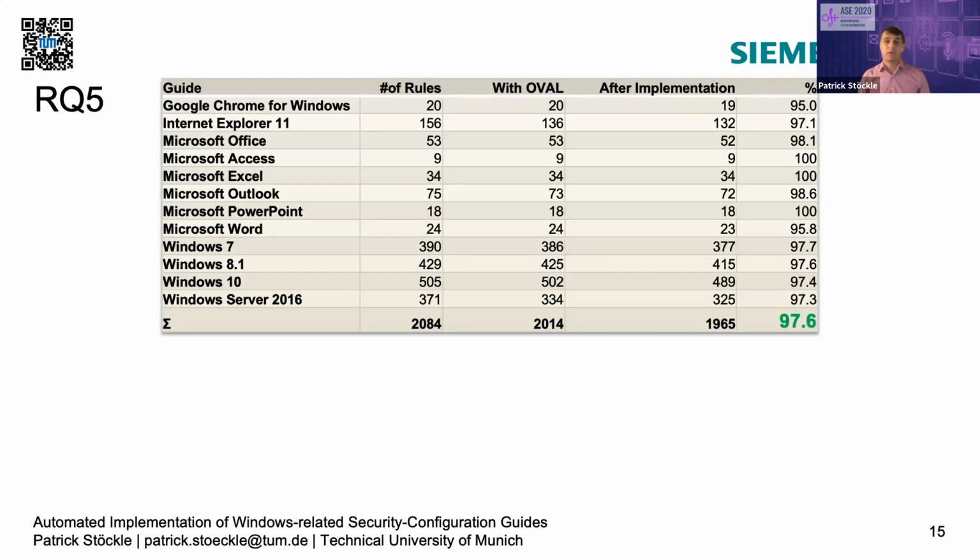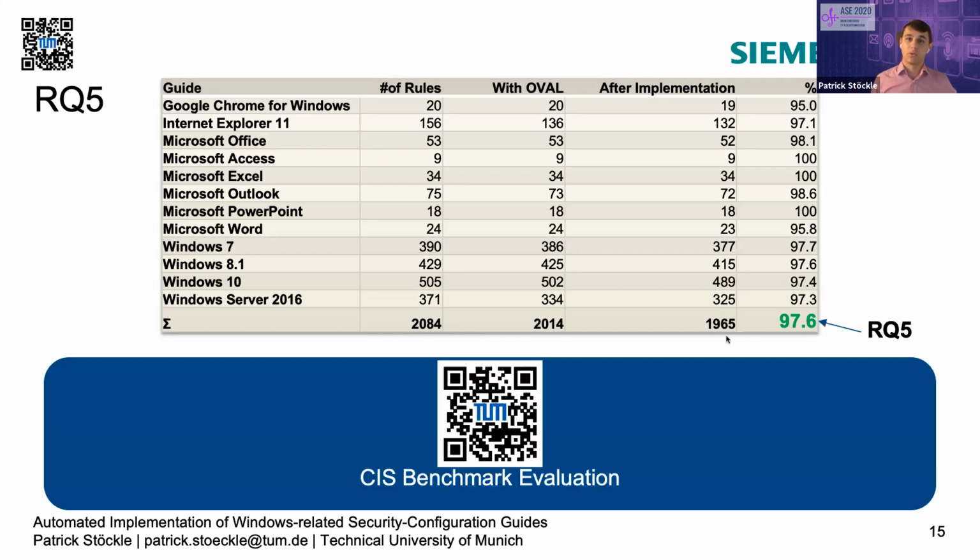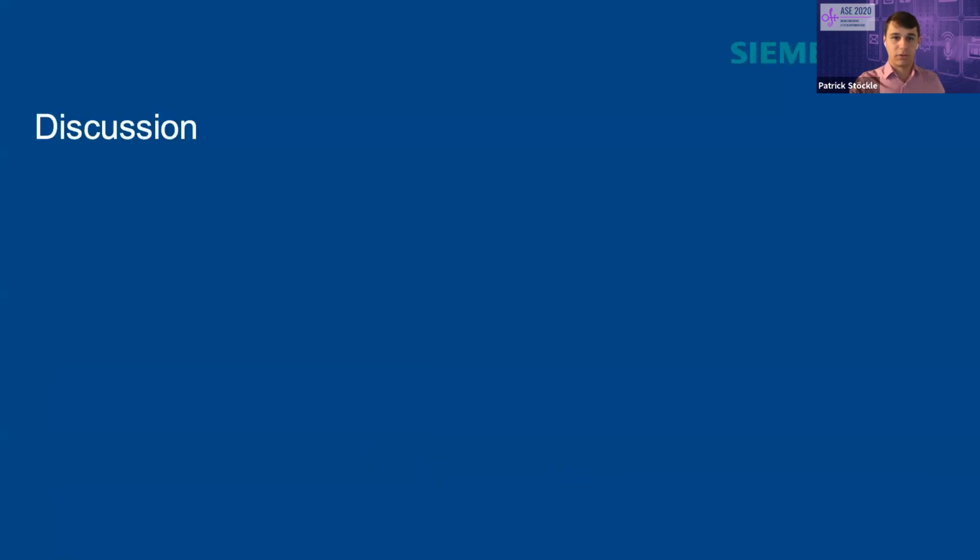So let's talk about the fifth research question. As you can see here, we have taken a lot of guides. We have actually implemented them, they have over 2,000 rules, and 2014 have actual automatic checks. And for 97% of them, our tooling, our approach can correctly implement them automatically. If you want to see the results, here is the next QR code.